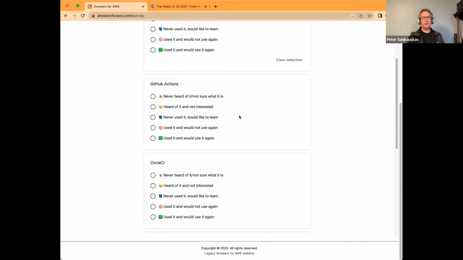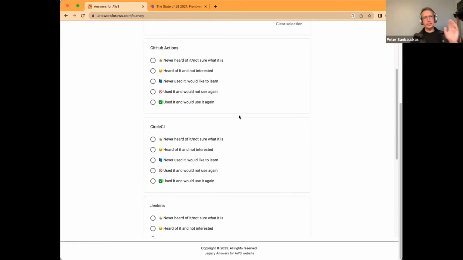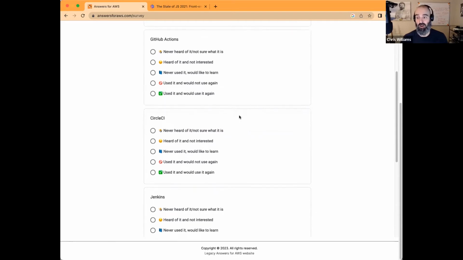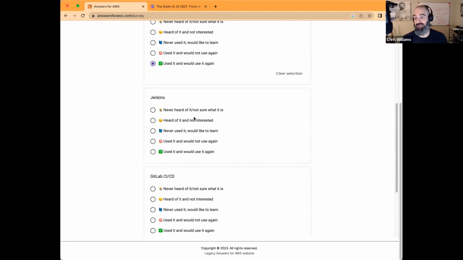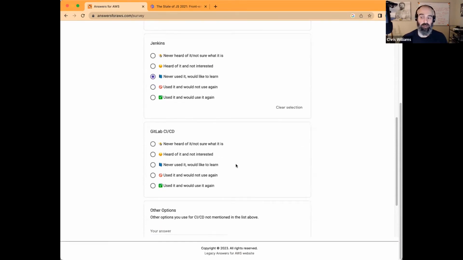GitHub. I'm sorry. Go ahead. Yeah, and then GitHub Actions, CircleCI, Jenkins. I'm like, all right, I think I need to put in non-AWS services here, because I feel like these things are still very much getting used, and I think the comparison is necessary here. Yep, I agree. So GitHub Actions, used and would use again. CircleCI, used and would use again. Jenkins, never used it, would like to learn. And GitLab CI/CD, used it and would use again.